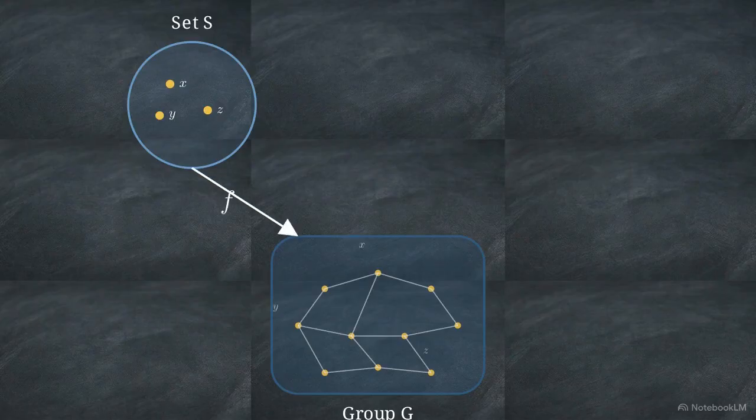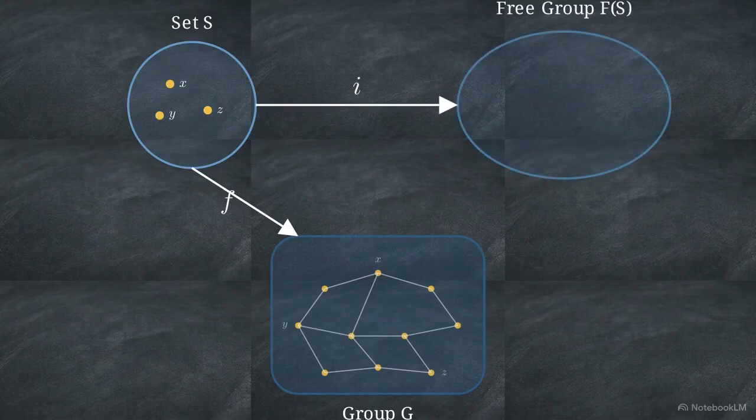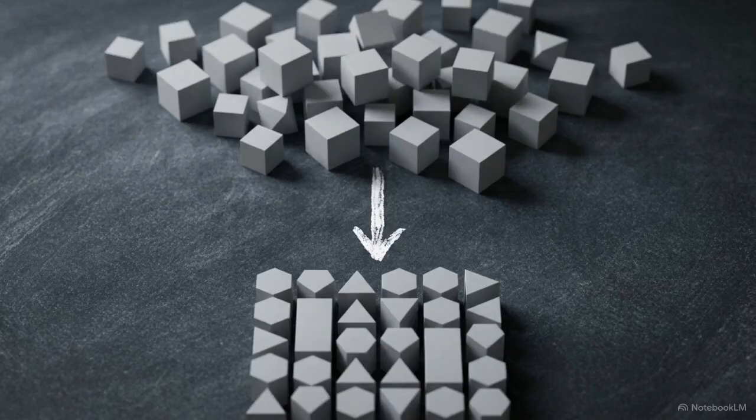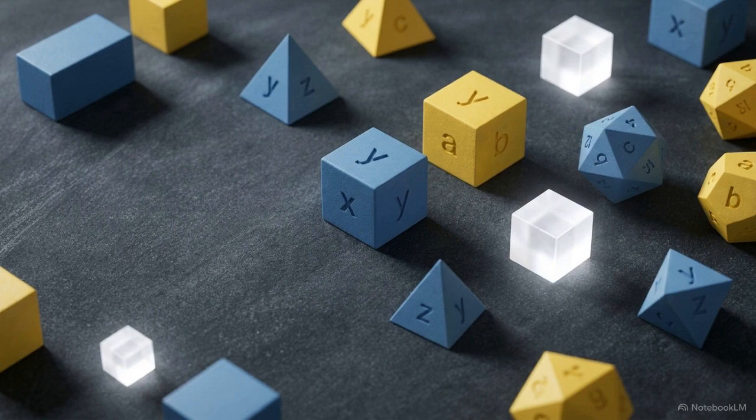If you map the generators of S to any elements in an arbitrary group G, the free group structure uniquely extends that map into a homomorphism. This property shows that every group is essentially a quotient of a free group. The free group provides the most general possible structure that can then be restricted to form any other group.